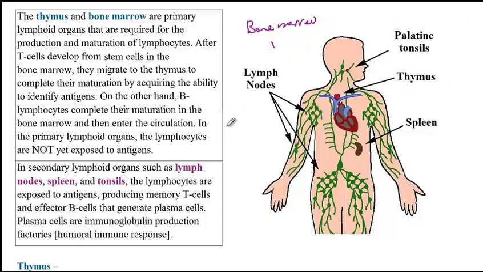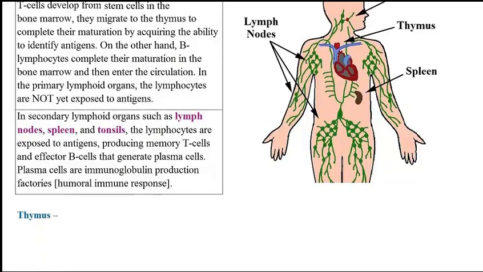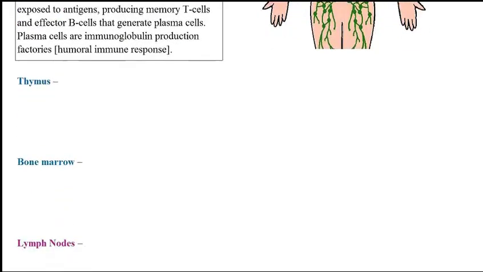Now these lymphocytes need to at some point get exposed to antigen and mount an immune attack, and those sites that they get exposed to antigens are called secondary lymphoid organs, which includes the lymph nodes, spleen, and tonsils. So let's go over these structures in a little more detail.